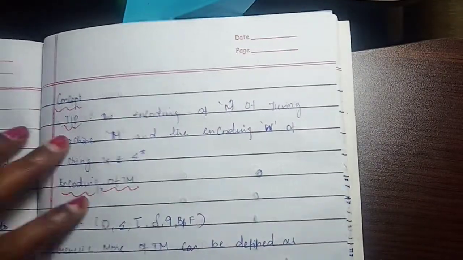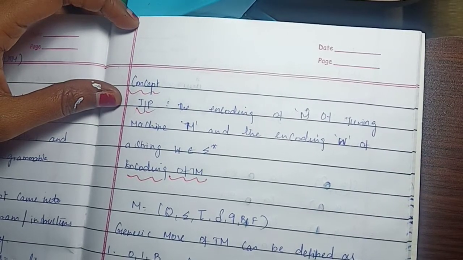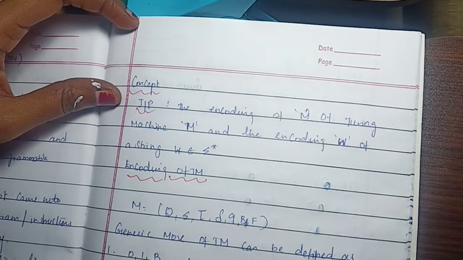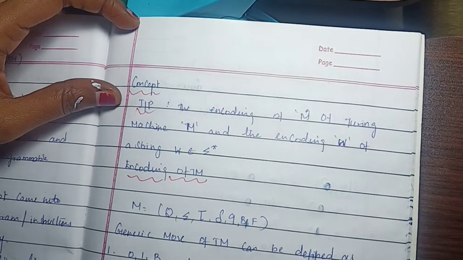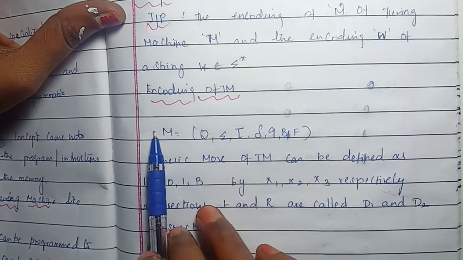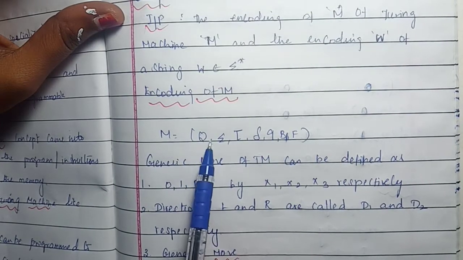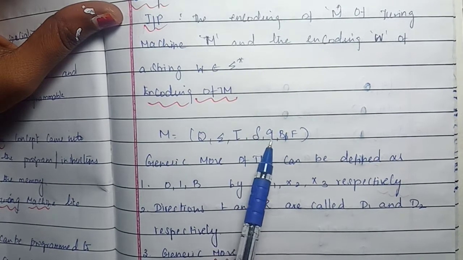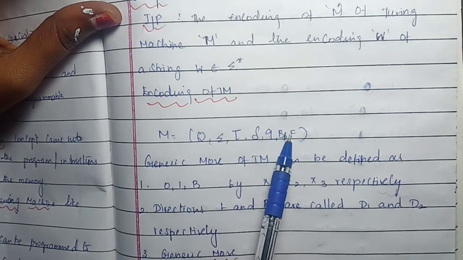So the concept here is you have to encode the machine M, the Turing machine M, and also the input string W, which belongs to sigma closure, is also to be encoded, and automatically your output should also be an encoded one. So for this, this is my tuple of Turing machine: set of states, input, and the tape symbols. Transition function, start state, blank symbol, and the final state.